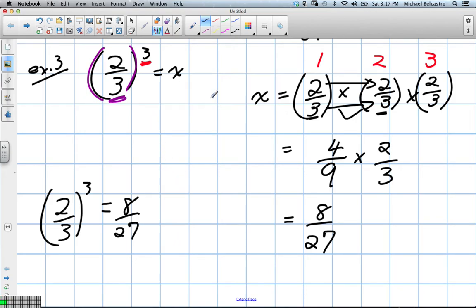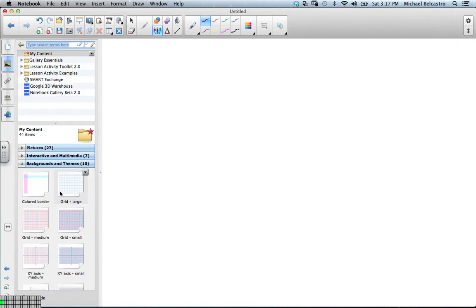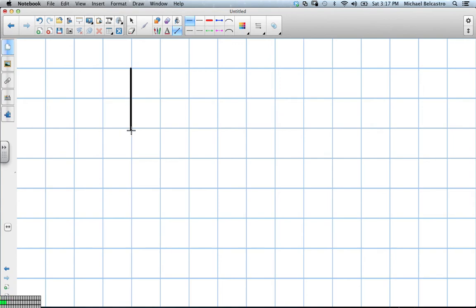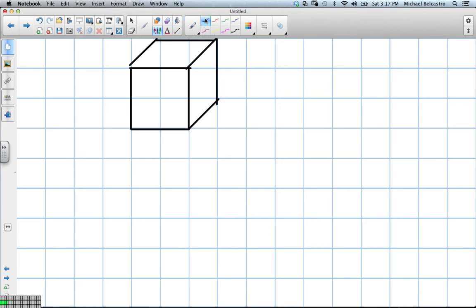Now with those rules, let me jump to a new page here. I'm going to give us a bit of a volume question. Volume of a cube. We know a cube is a three-dimensional square. And volume is length times width times height. So we have our cube here, and everything's the same length. So the volume of a cube is equal to length, this side times this side times this side.